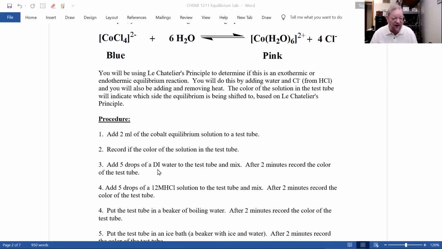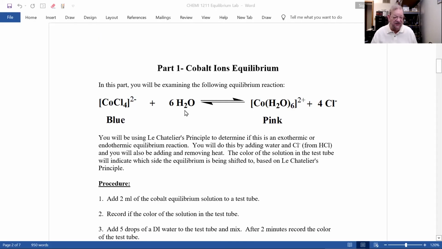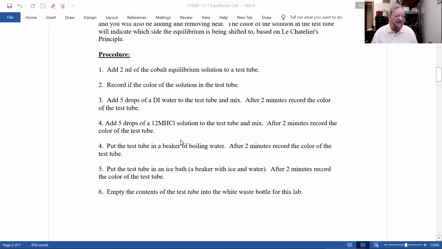I've done that already for you, but in real life, you'd be doing this. Then you add 5 drops of DI water. DI stands for deionized, no other ions, water. And what that does is increase the concentration of water. And if I'm telling you the truth, it should turn pink. Dr. White might be lying to you. No, he's not. Then you're going to add some HCl.